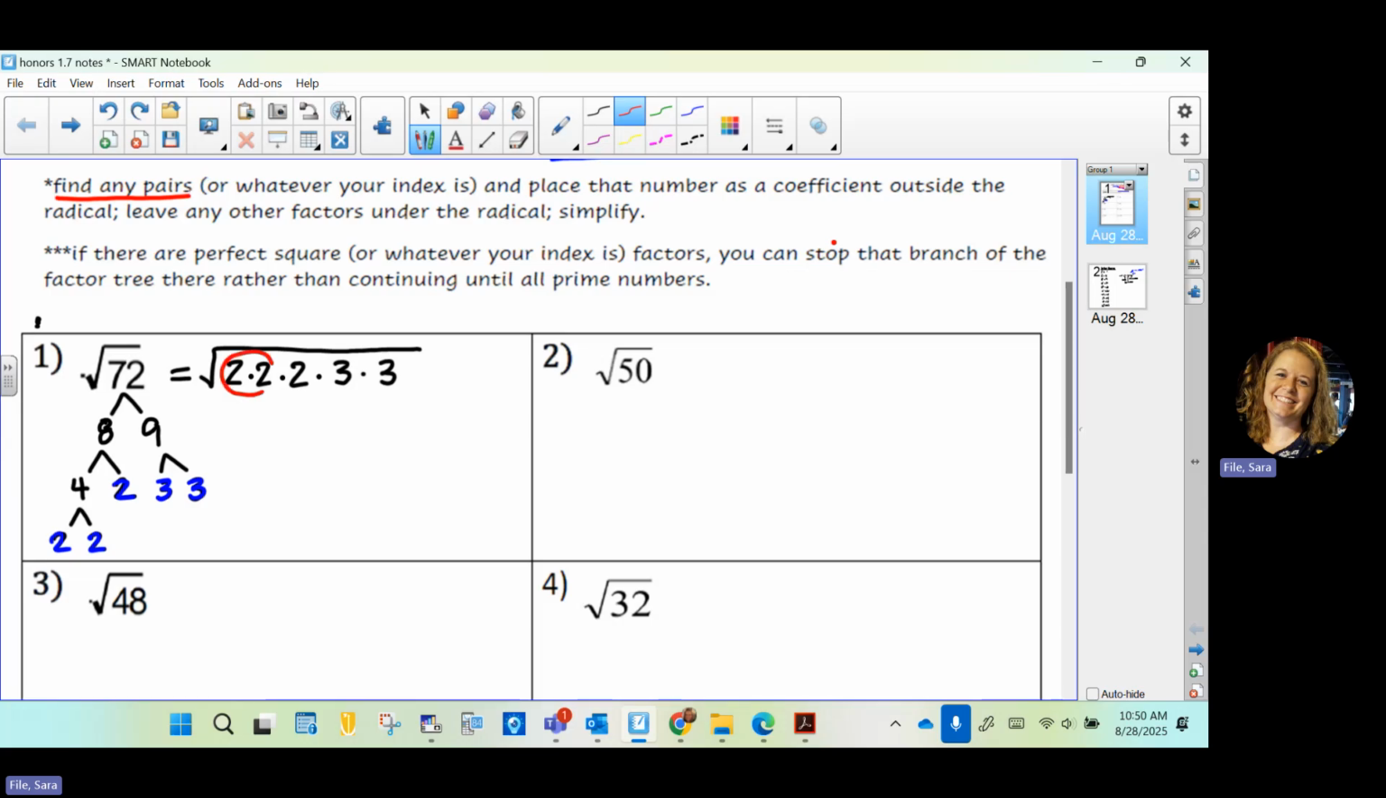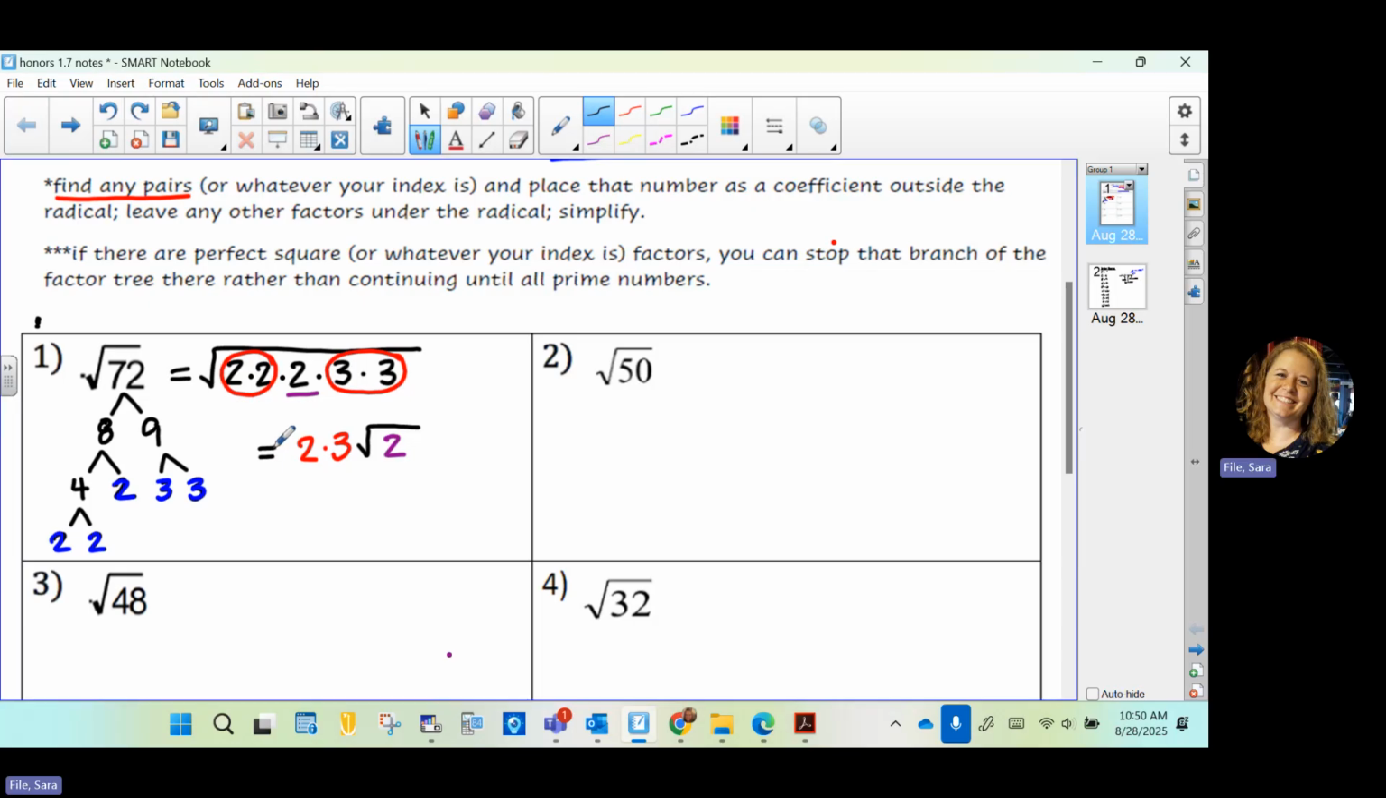There's a pair of 2's. There's a pair of 3's. This other 2 doesn't have a pair or a partner. He's all by himself, all by his lonesome. Now, the ones with a partner or a pair are going to get to come outside the radical. So a 2 gets to come out and a 3 gets to come out. But that other 2 that didn't have a pair has to stay inside.